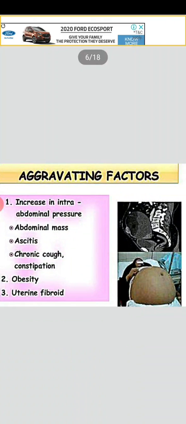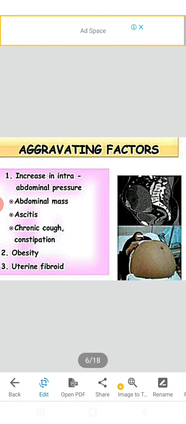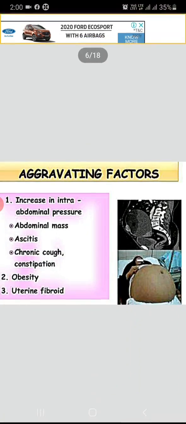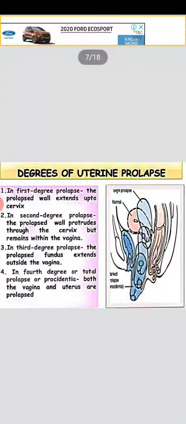Then aggravating factors: increase in intra-abdominal pressure, abdominal mass, ascites, chronic cough, constipation, obesity, uterine fibroid. Uterine fibroid means a heavy mass growing inside the uterus. Then degrees of uterine prolapse.